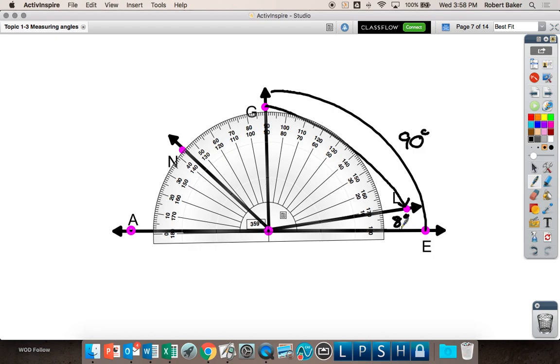That's extra. You've already taught yourself the next chunk. This piece plus this piece equals the whole. That's called the angle addition postulate. This piece plus this piece equals the whole.